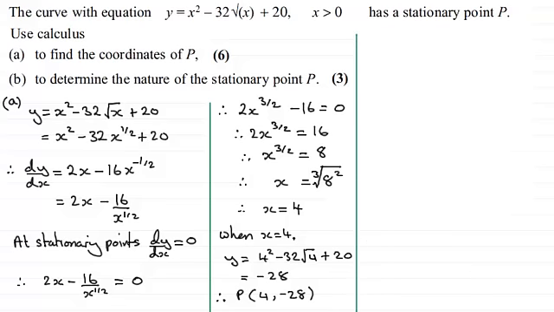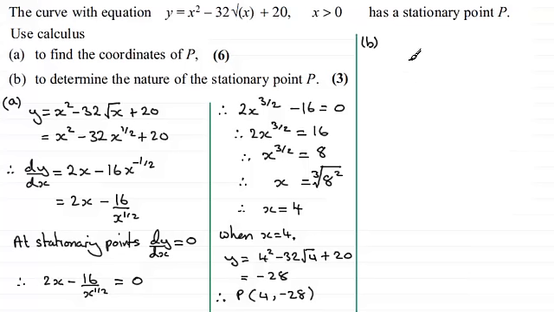Now for part B, we've got to go on and determine the nature of the stationary point P. Is it a maximum, a minimum, or even a point of inflection? So again, if you'd like to have a go at this, just give you a moment to pause the video. Okay, welcome back then if you had a go. Now there's two possible ways that you can determine whether P is a maximum, minimum or point of inflection. And I'll show you both ways.